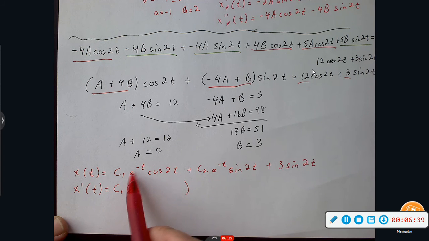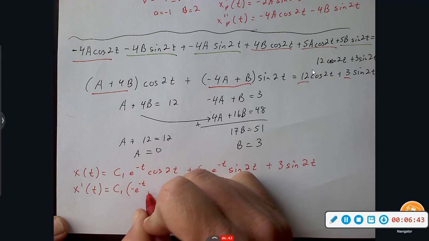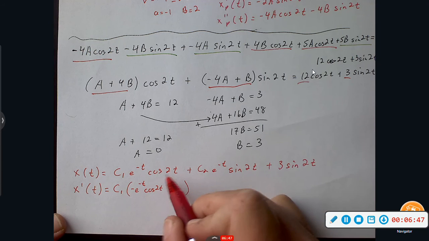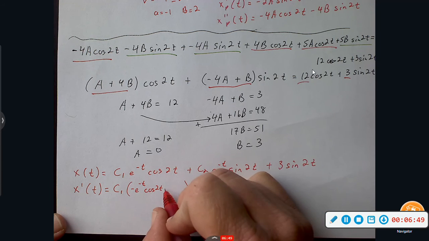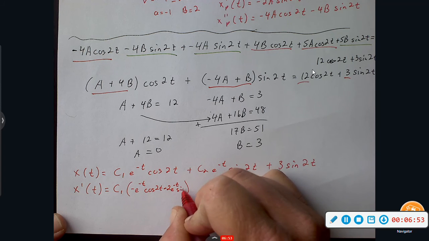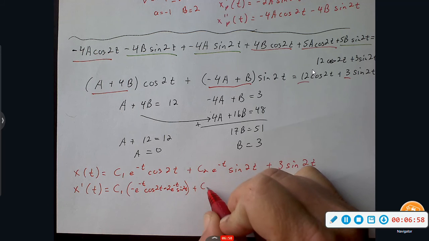c1, well, we're taking the derivative of e to the negative t, we're going to get a negative e to the negative t cosine 2t. Cosine turns into a negative sine, and you get a negative 2. So negative 2e to the negative t sine 2t. Ooh, I got that small right there. Probably shouldn't put the parenthesis first next time.